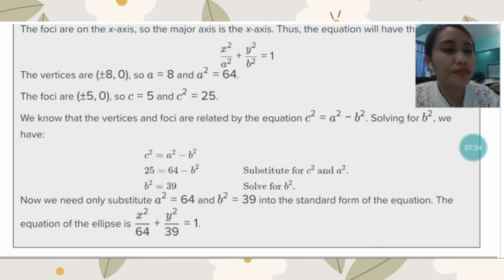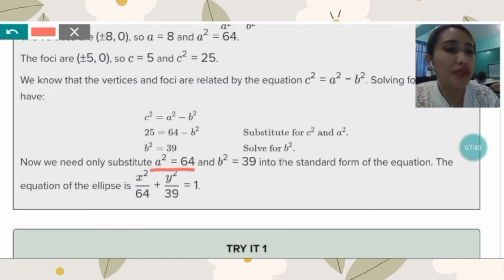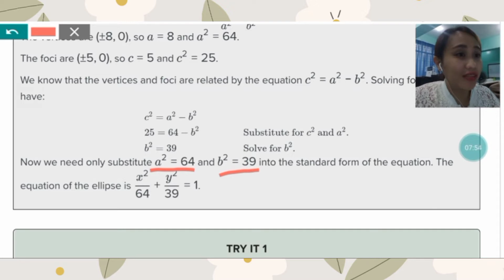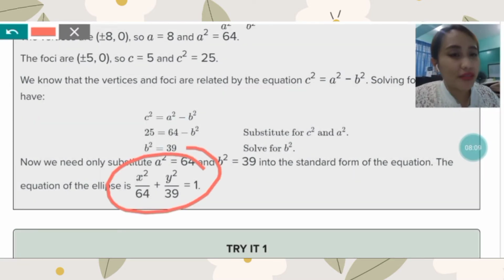So now we only need to substitute a squared, which we know is 64, and b squared, which we know is 39, to our equation. And since this is a horizontal ellipse, or the major axis is on the x-axis, a will be put under x, b will be under y. So therefore, the standard equation is x squared over 64 plus y squared over 39 is equal to 1.